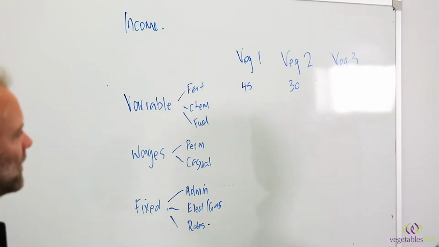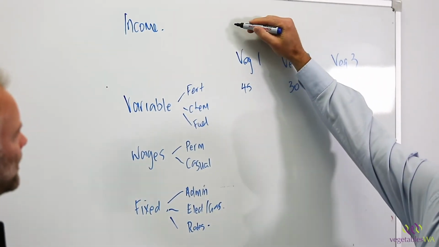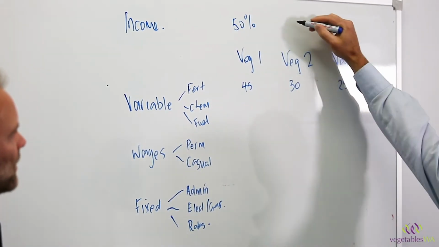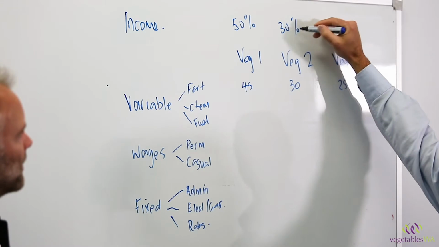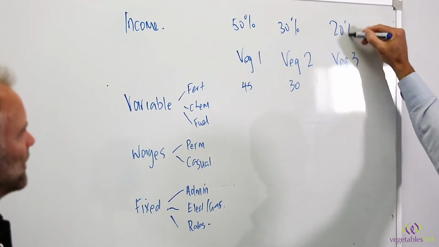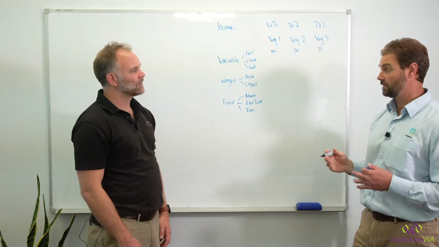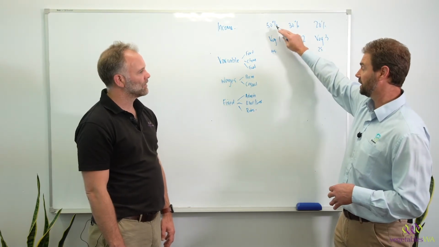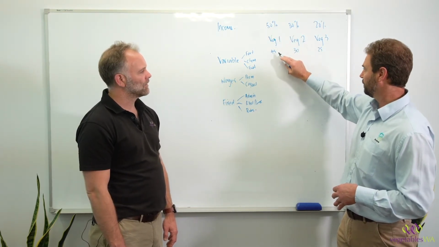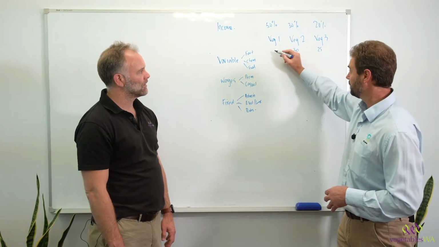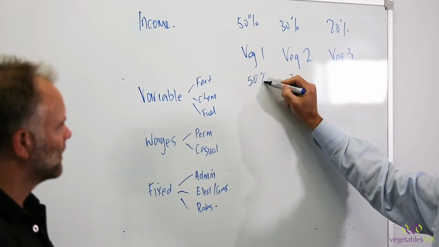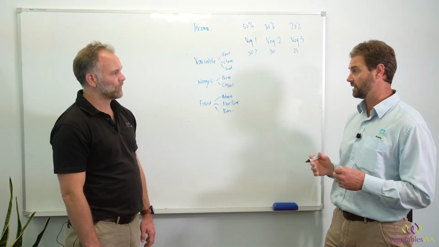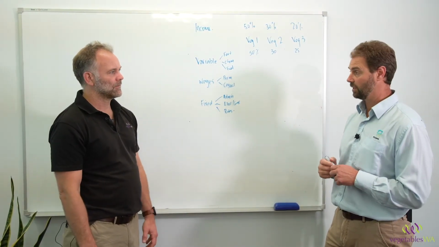So for example, income, veg line 1 might be 50%. Veg line 2 might be 30%, and veg line 3 might be 20% of your total income. So it's very easy for a grower to allocate and say, yeah, well, I think that's about right. 50% of my income comes from veg 1, so therefore my fert is probably about 50% of my costs of fert. So they can allocate it very simply and easily. It's not going to be exact, but it'll be a lot better than what we currently got.